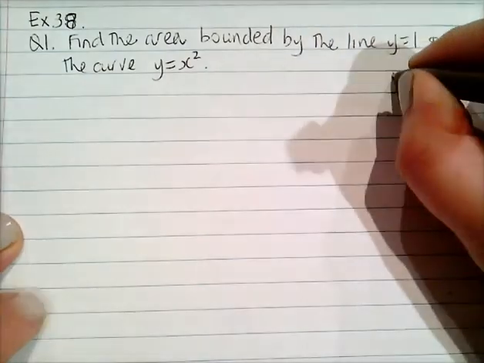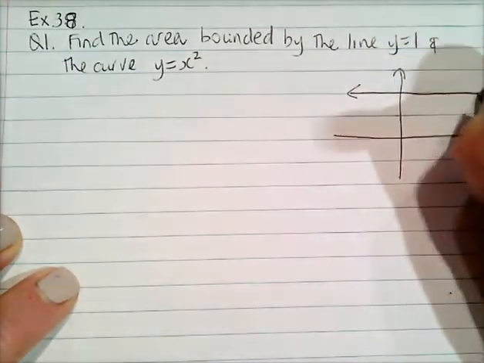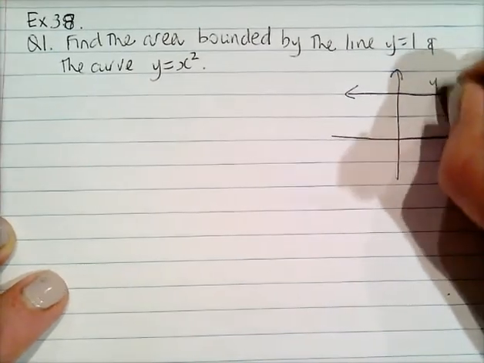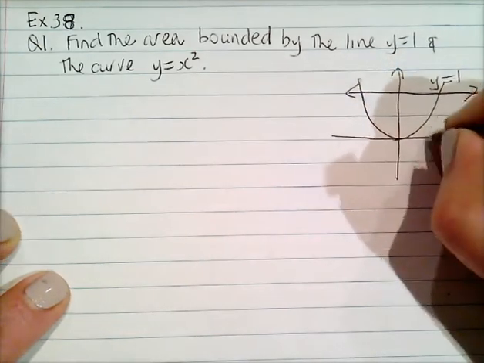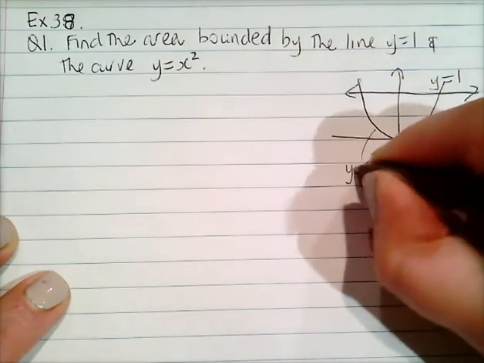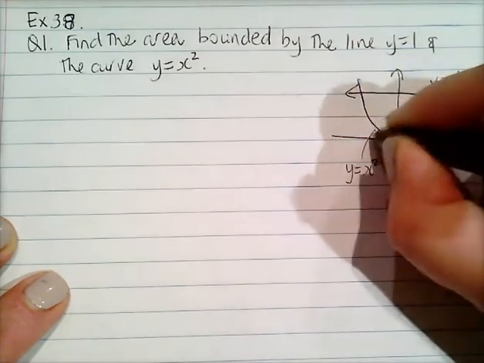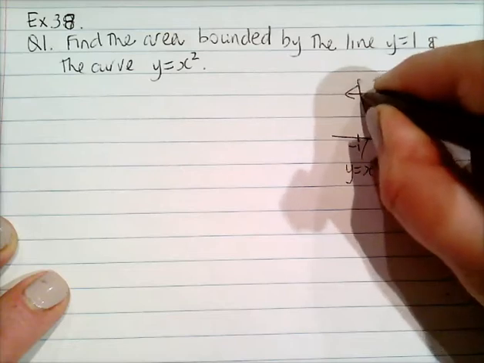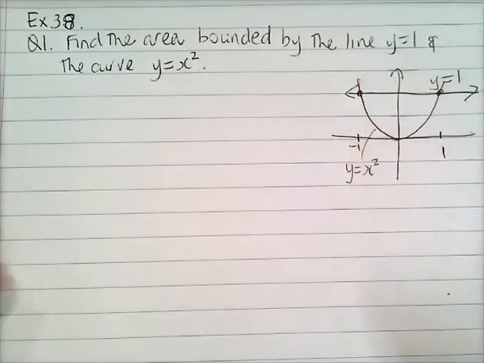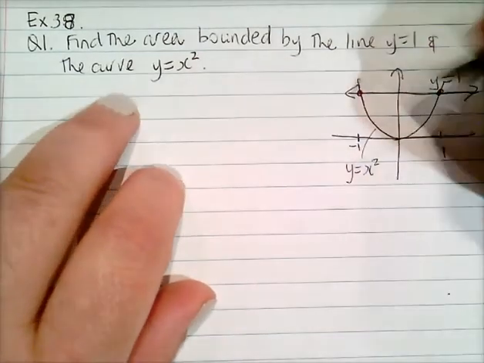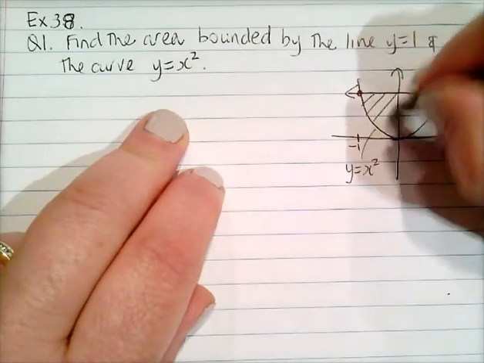As I said, you do need to do a quick sketch. I'm going to draw it quite large actually. So let's say this is the line y equals 1, and this is the curve y equals x squared. We know that when x is 1, y is 1, and when x is negative 1, y is also 1. So if we want the area bounded by this line and this curve, then it's this area up here that I want.